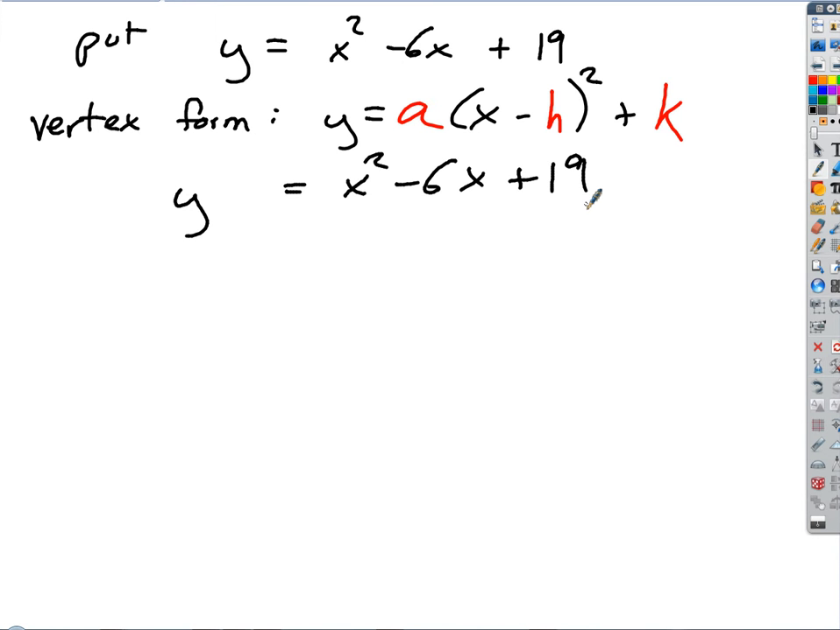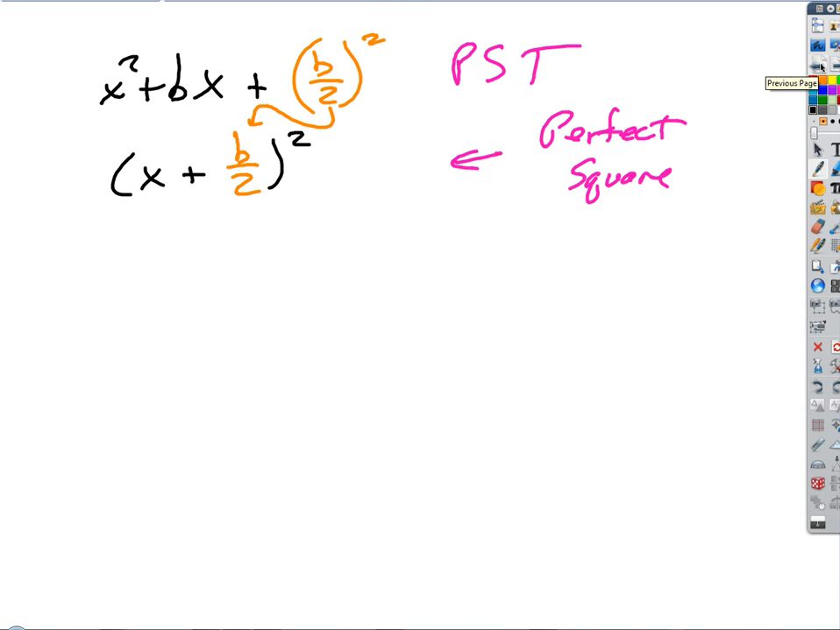What do I need to do? Which side am I probably going to complete the square on? Which side of the equation, the right or the left? The right side, aren't I? I'm going to do it on the right side because that's the side that's got x squared plus bx, right? What's b in this case? Negative 6. Good.